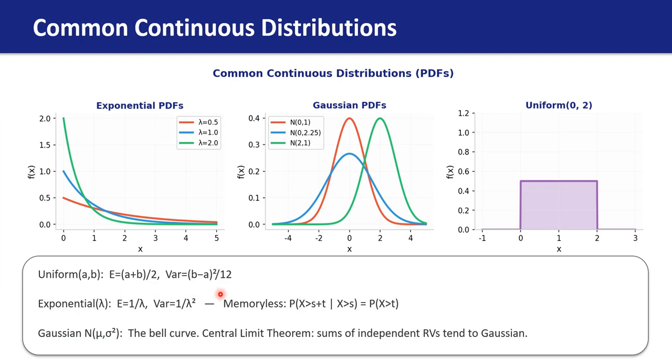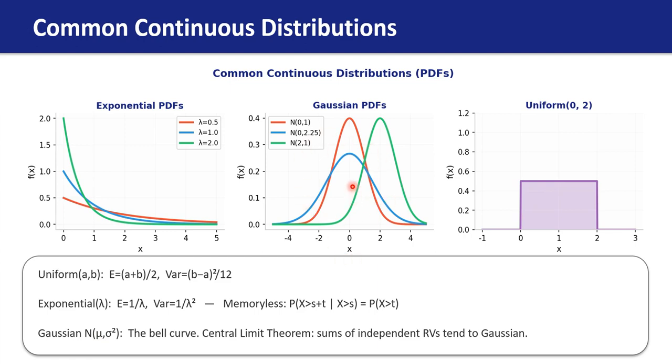This distribution has applications in random number generation and as simple priors in Bayesian analysis. The second common distribution, normal or Gaussian with parameters mu and sigma squared. The famous bell curve. This is the famous bell curve, the normal distribution.